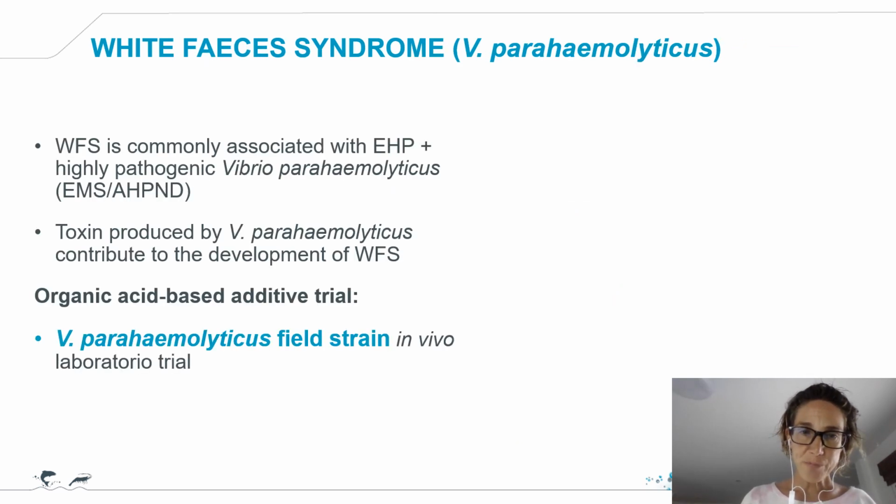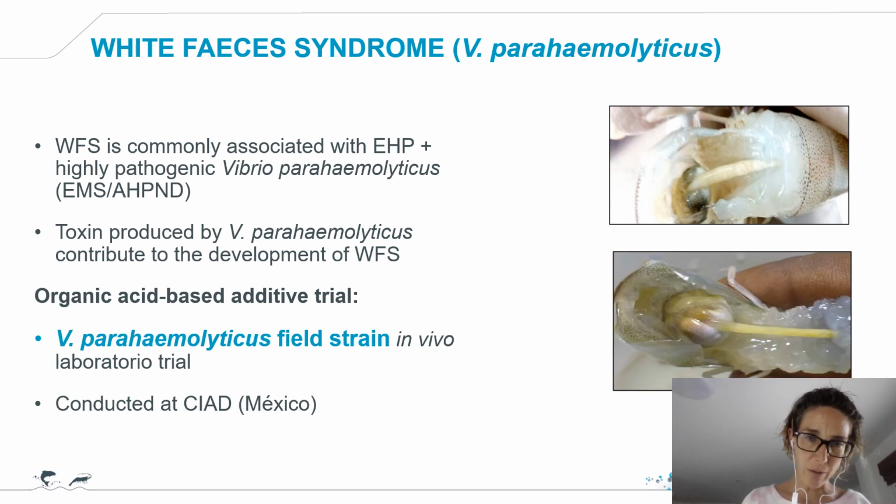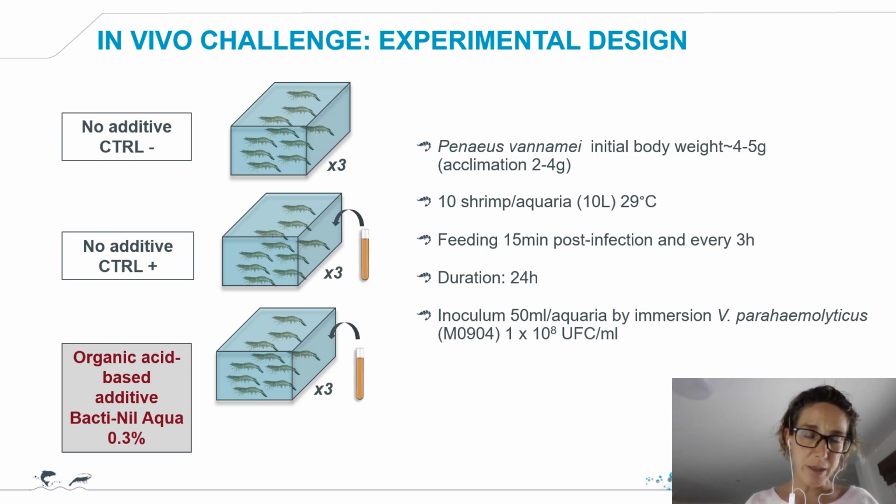And then lastly, I would like to show you very quickly a trial focused on the whitefish syndrome, again Vibrio parahaemolyticus, where we conducted a challenge trial in Mexico at the laboratory with Vibrio parahaemolyticus in shrimp, testing again the organic-based additive that we mentioned in the first trial with tilapia, Bactinil aqua. The experimental design was very similar to others that I have mentioned before: control negative, no additive; control positive, no additive, plus challenge with highly pathogenic Vibrio parahaemolyticus, the causative agent of EMS or AHPND; and then animals challenged by Vibrio treated with this organic acid-based additive at 0.3%.